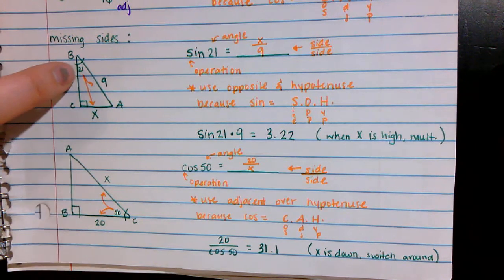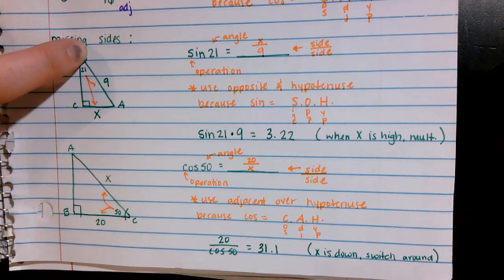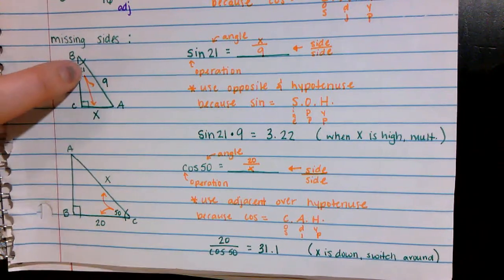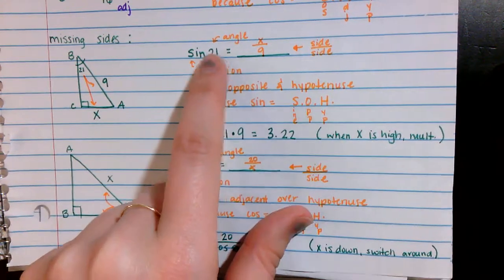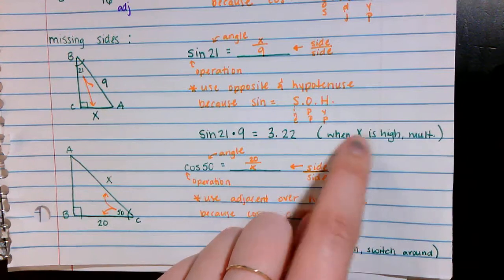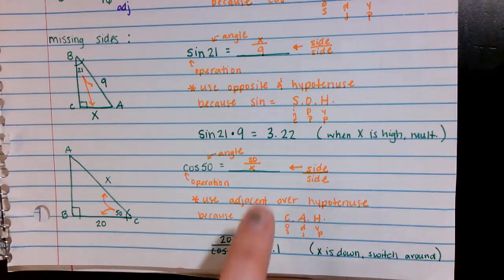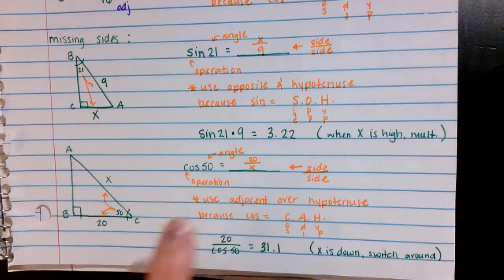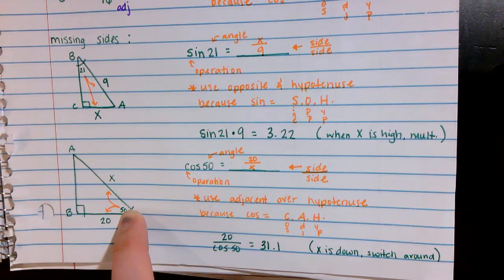So 21 is right here, angle 21. So from this angle, sine is opposite over hypotenuse, right? So the opposite is x, it's across the triangle from me. And the hypotenuse is across from the right angle, it's 9, so it would be x over 9. So sine of 21 is x over 9. When x is high, we multiply, and I put that right here. So these two things multiplied together will give you x, 3.22.